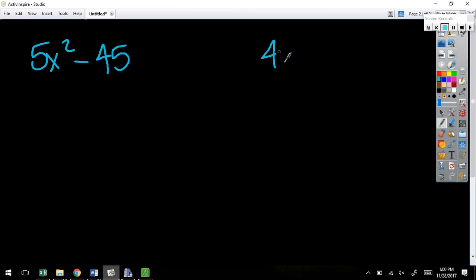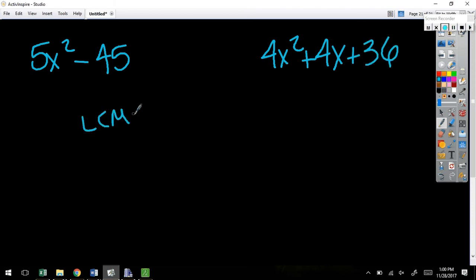Try this one on your own. These are both denominators. Find the LCM of these two.